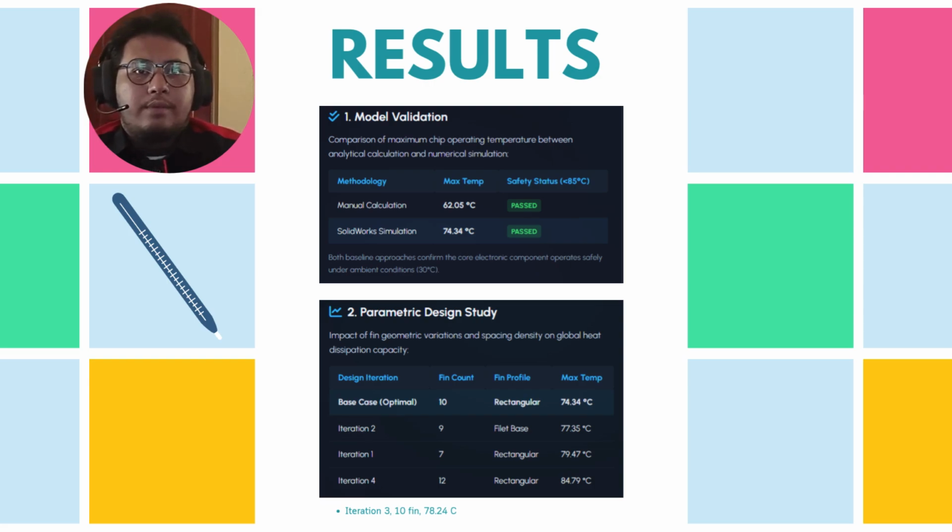We test different fin designs to see how they affect the cooling. Our best case scenario with the 10 fin was the most effective because it kept the chip temperature at 74.34 Celsius, and then we tested lowering the fin count to 9 or 7, and this caused the temperature to rise. But surprisingly, when we add more fins, 12 in total, it caused the temperature to jump up to 84.79 Celsius, which is right on the edge of our safety limit.